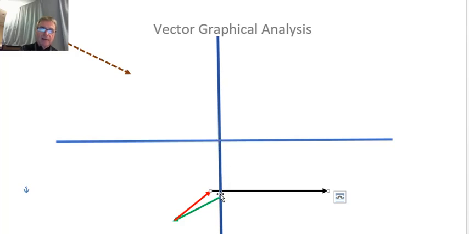Got the tip here, and then I added the tail of the green one to the tip of the blue one, and the tail of the red one to the tip of the green one, and the tail of the black one to the tip of the red one, and here's my final destination here.